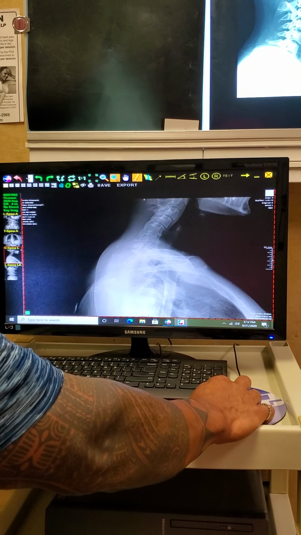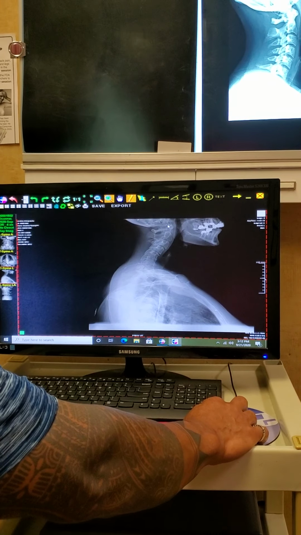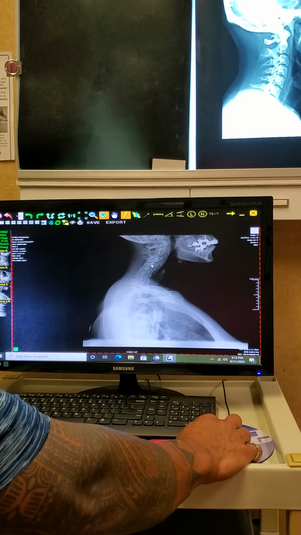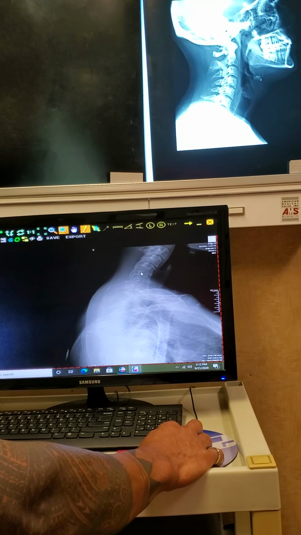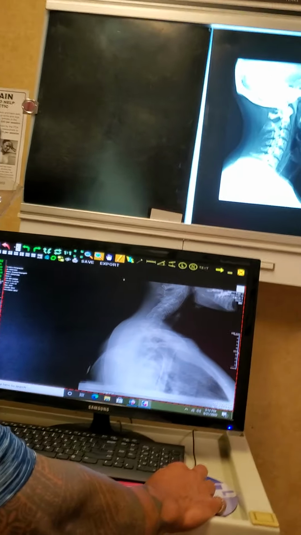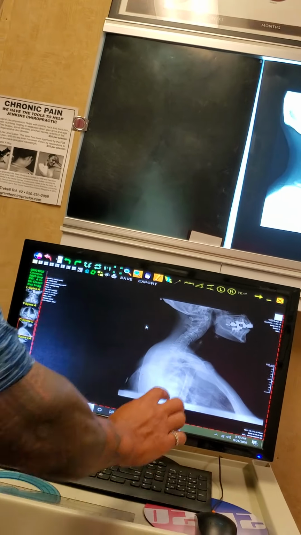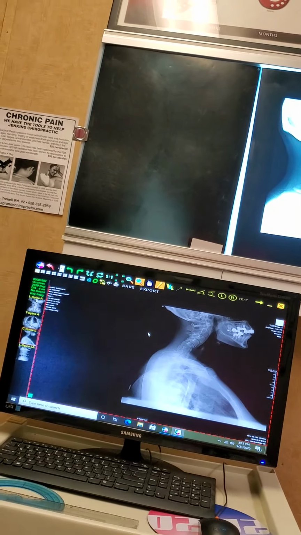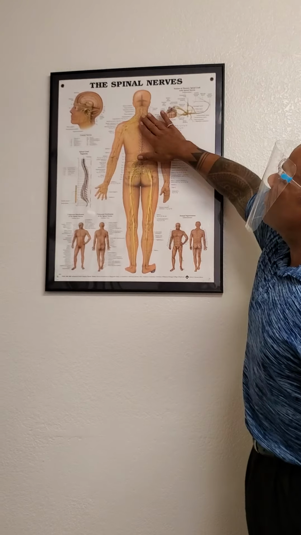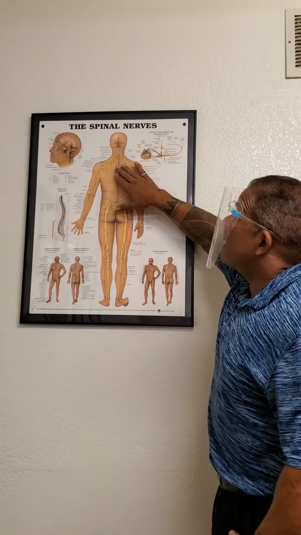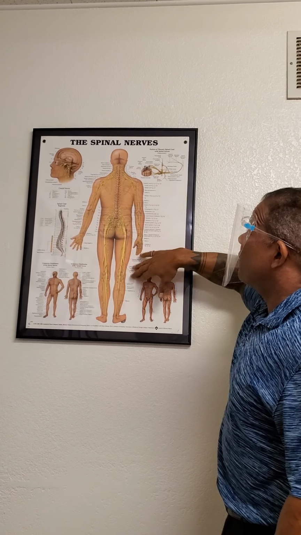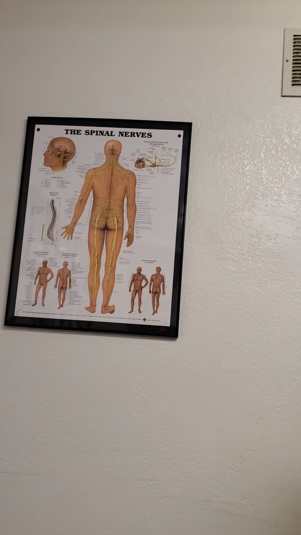Let me count. 1, 2, 3, 4. So C5, C6, C7. These guys are literally trying to fuse together. This is definitely a stage 3. This is a big deal for us, because from C5 down to T2 you have a branch of nerves right here called the brachial plexus. They control your arms, hands, shoulders, and fingers. Increased pressure here can cause radiating pain in your arms, hands, or fingers, or shoulder problems. You'll get muscle weakness, and sometimes you'll start dropping stuff. So that's pretty much where we are there.